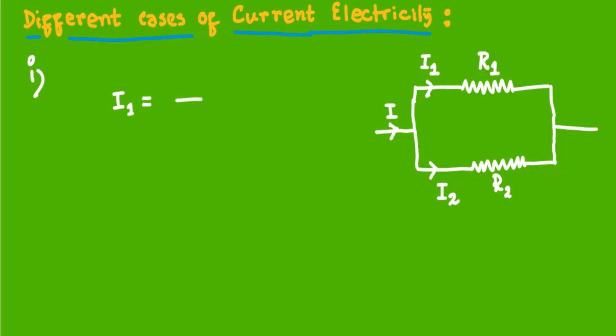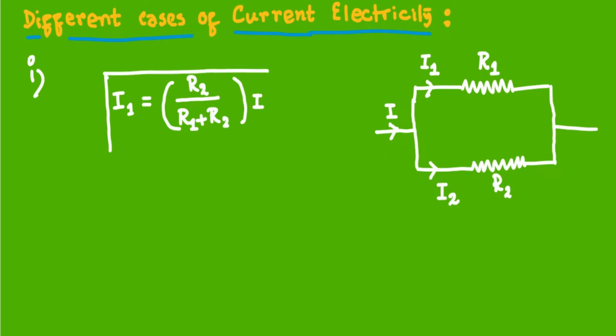The expression of I1 equals R2 divided by R1 plus R2, whole bracket closed, into main current I. So this is the expression of the current, that is I1, flowing through the resistance R1.